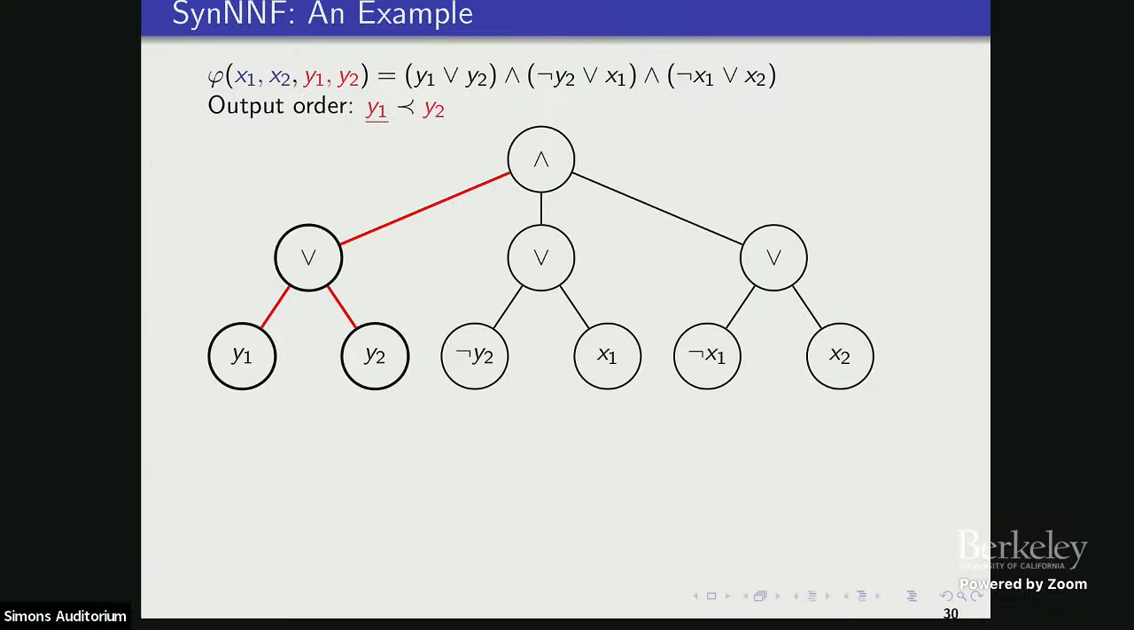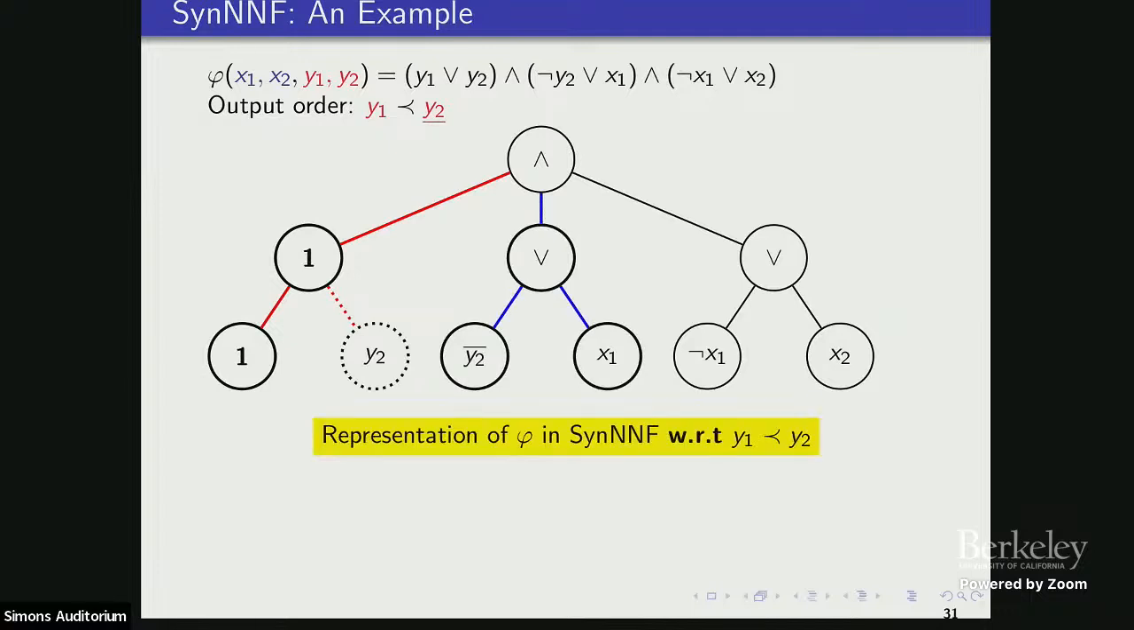But once I'm doing okay for y1, when I go to check for y2, I'm allowed to set y1 to 1 and then ask, can I make this look like y2 and y2 bar? And once again, there is no way to make it y2 and y2 bar, although in the original circuit there was a path from y2 and negation y2. But because of this simplification, there's no way to make it y2 and y2 bar. So this representation isn't SYN-NNF with respect to this ordering.